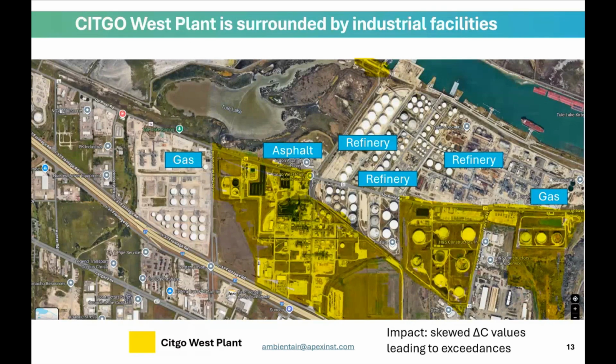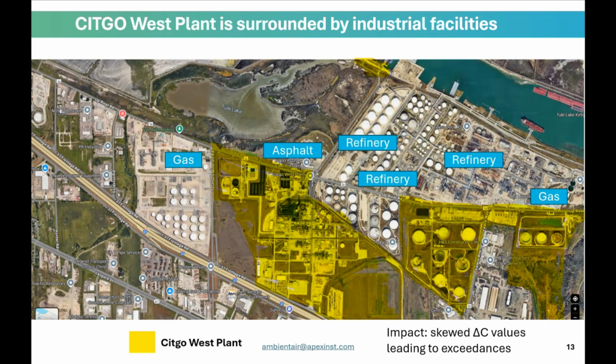When you zoom in on CITGO's West Plant, shown as the shaded yellow region on this Google Map screenshot, it's probably not surprising that CITGO was picking up benzene contributions from their neighbors. CITGO's nearest neighbors include other refineries, gas plants, asphalt manufacturers, storage terminals, and refinery docks. Looking at the historical wind speed and direction data, CITGO could identify upwind benzene contributions skewing their benzene delta C values. They suspected this was leading to the exceedances on multiple occasions, which demonstrated the need for corrective action.